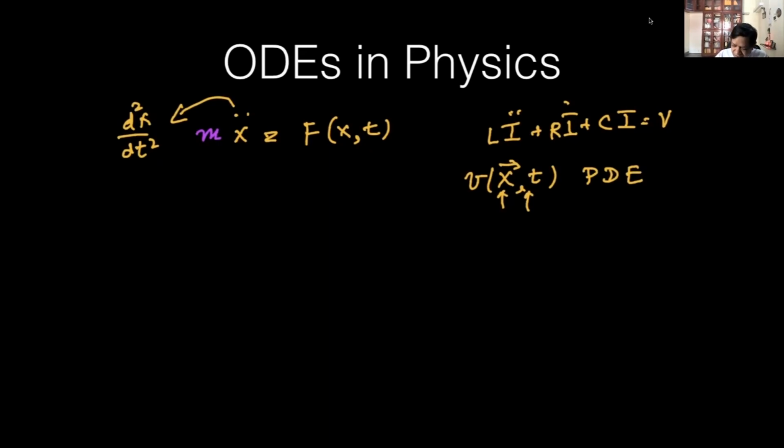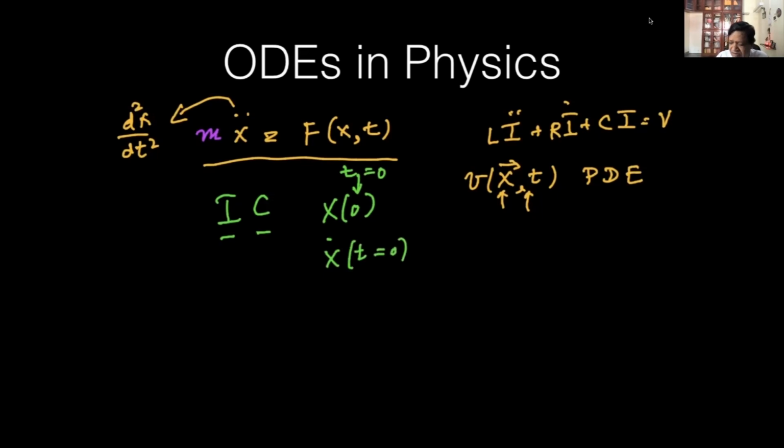Now, for Newton's equation, how do we solve it? Typically, most of the time, we are given the initial condition, IC. The initial condition for a 1D system is the position at time t equal to 0, and the velocity. The second order equation requires two initial conditions. An nth order equation requires n initial conditions. Newton's law requires this, and I'm sure you know this from mechanics.